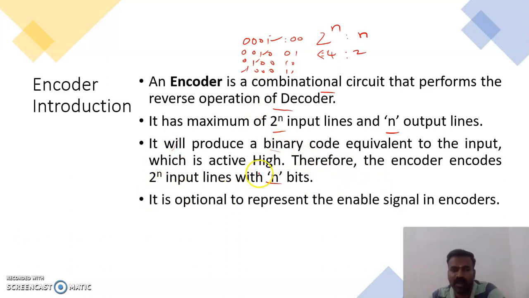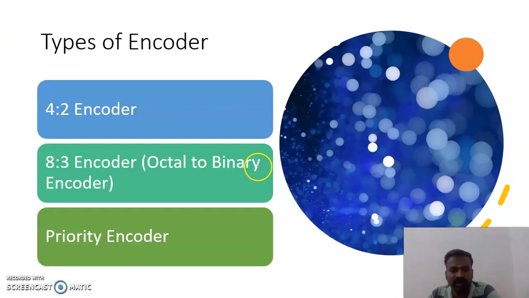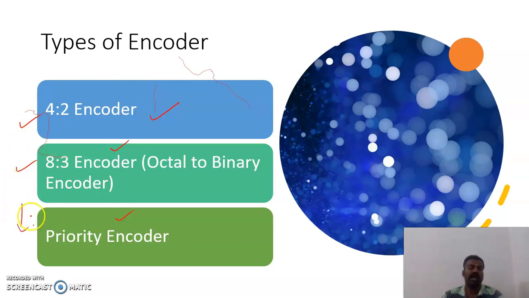Yes. It is optional to represent the enable signal in encoders. Yes, the enable signal is most probably used in the larger circuits, everyone is using enable signal. So for the low level circuits, no need to use enable signal. So there are 3 types we are going to discuss here: 4 to 2 encoder as well as 8 to 3 encoder and priority encoder. So while using this 4 to 2 encoder and 8 to 3 encoder, some disadvantages will come. So to overcome those disadvantages only, we are going to use this priority encoder.